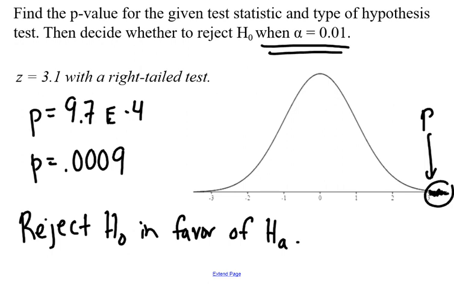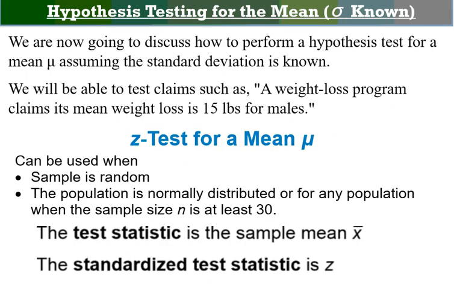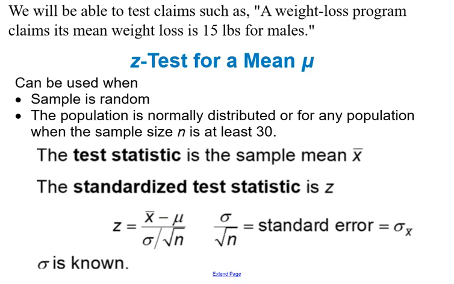Now we can kind of go through what it would look like if we're going to do the whole entire test. So we are now going to discuss how to perform a hypothesis test for an average, assuming the standard deviation for the population is known. We will be able to test claims such as a weight loss program claims its average weight loss is 15 pounds for males. Those are the types of claims that we want to be able to test and see if they appear to be statistically valid or not. So we are doing what's called a z-test for a mean when we are testing the population mean. We can use this when the sample is random, the population is normally distributed, or for any population when the sample size n is at least 30.